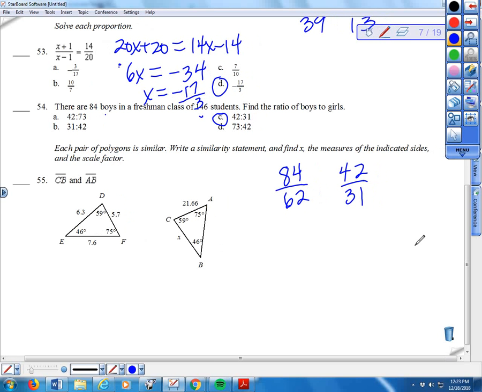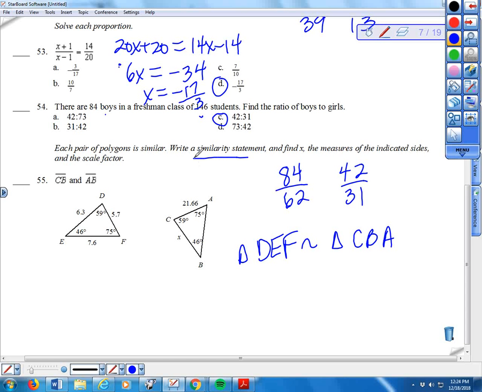Okay, and here each pair of the polygons is similar. Write a similarity statement and find x, the measures of the indicated sides, and the scale factor. So if these are similar, for my similarity statement, I'm going to pick whatever order I want for the left. But now I've got to match up. So what's congruent to D? C. And to E, B. And to F then is A. So there's my similarity statement. That's half the problem. It said write a similarity statement.